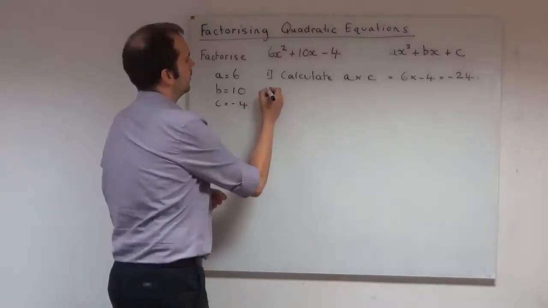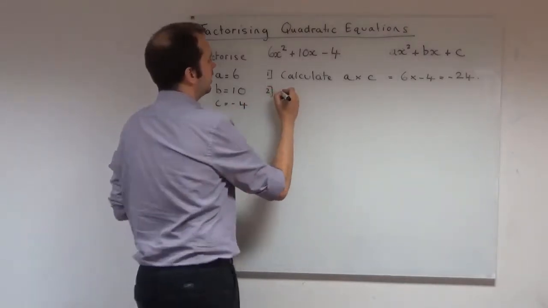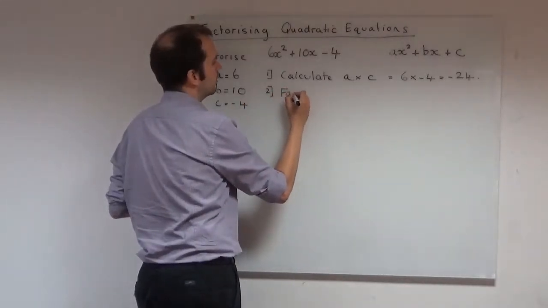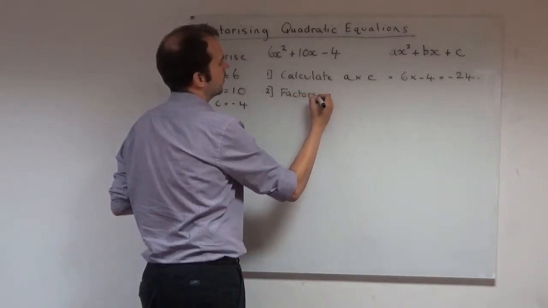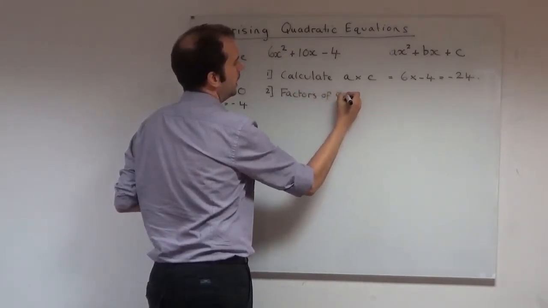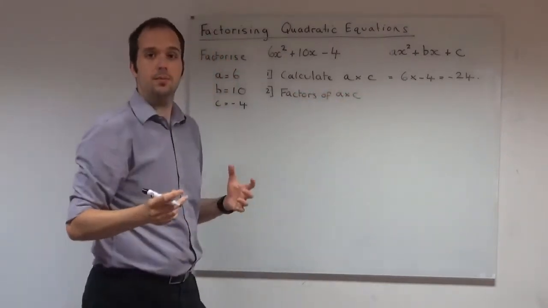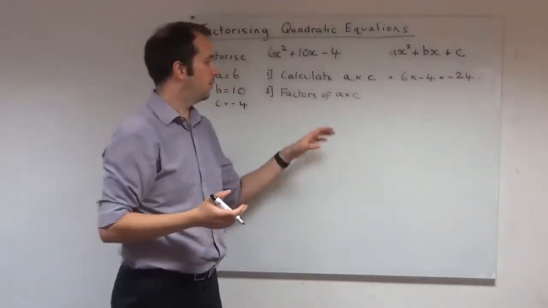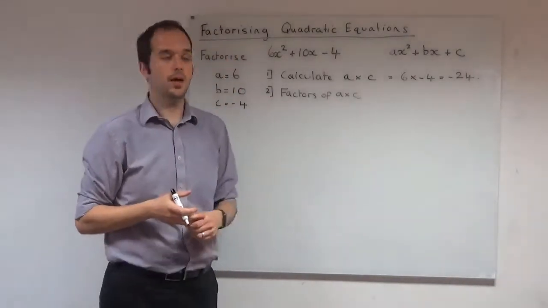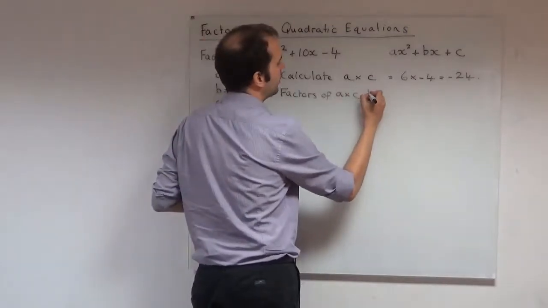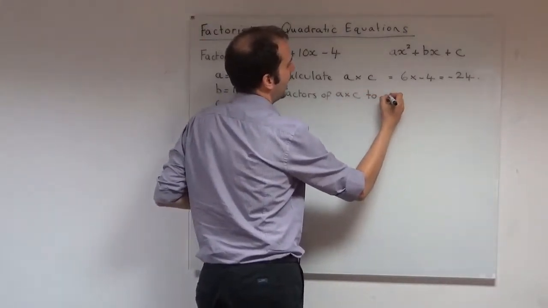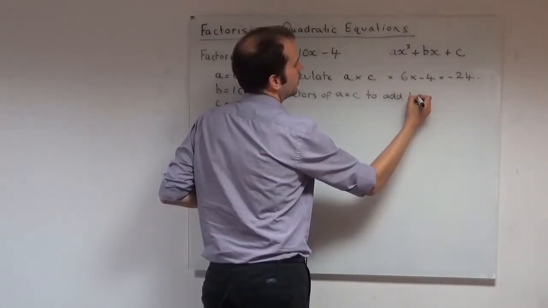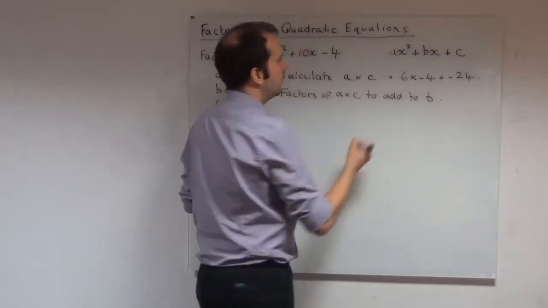The next step is to find factors of a times c. So factors meaning two numbers that multiply to give us that value of a times c. And we want those factors to add to the value of b.